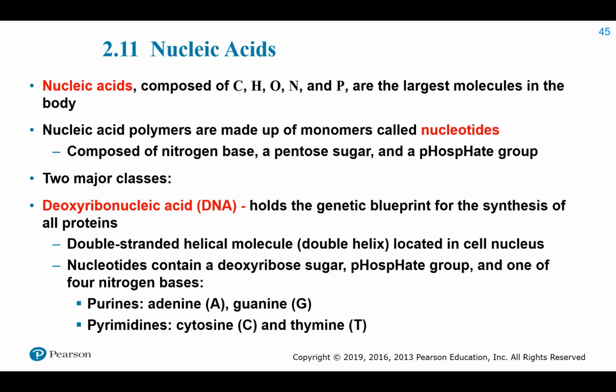attached to that nitrogen base and the pentose sugar. Now, in the case of the building blocks of DNA, your sugar is deoxyribose. In the case of RNA, it's going to be ribose. So deoxyribose for DNA, ribose for RNA. Now, building blocks of your nucleic acid chains, you're going to have purines and you're going to have pyrimidines. The purines, you're going to have two of them, adenine and guanine. For the pyrimidines, in the case of DNA, you're going to have cytosine and thymine.